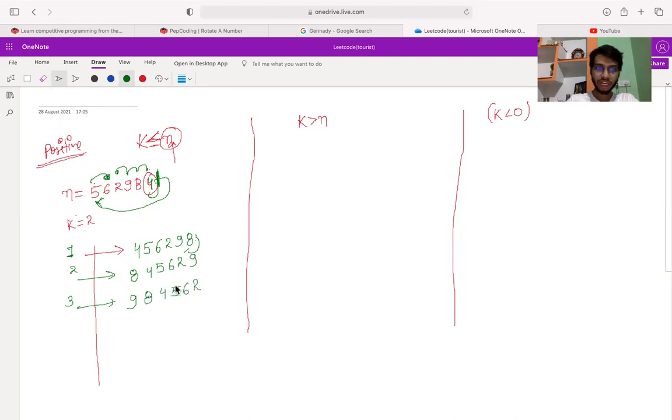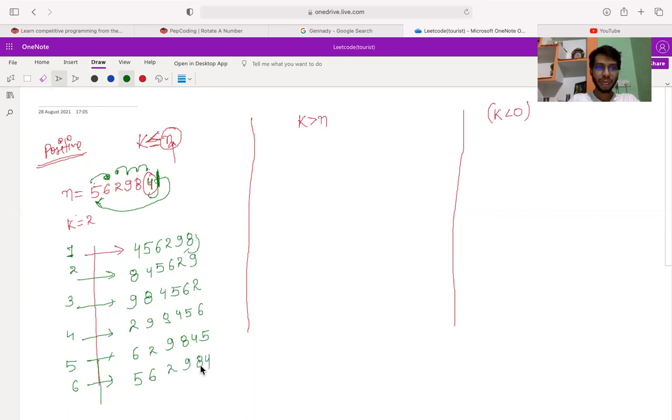The condition goes on like this. In the fourth rotation, 2 will join from the front, and each number shifts to its right. So 2 9 8 4 5 6. In the fifth rotation, 6 will join from the front and each number shifts: 6 2 9 8 4 5. In the sixth rotation, 5 will join from the front: 5 6 2 9 8 4.